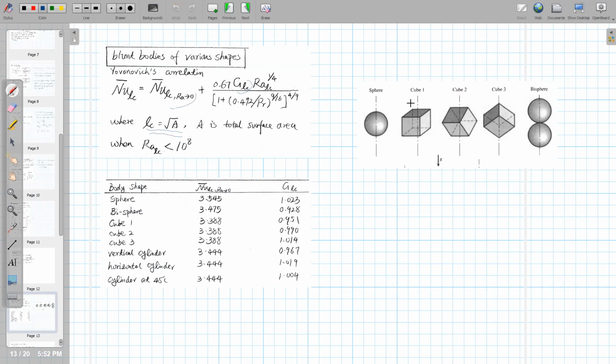And for some other cases, like a bisphere, you have two spheres molded together, or you have a cube. For the cube, cases 1, 2, 3 depend on how you orient or place the cube relative to the gravity direction. In this one, gravity goes from the top surface to this one, but this one has some angle, and this one has another angle. So you have different values here. These are just some empirical correlations.